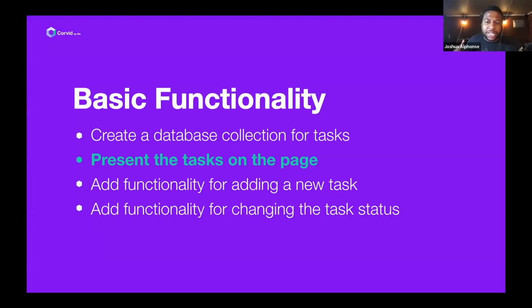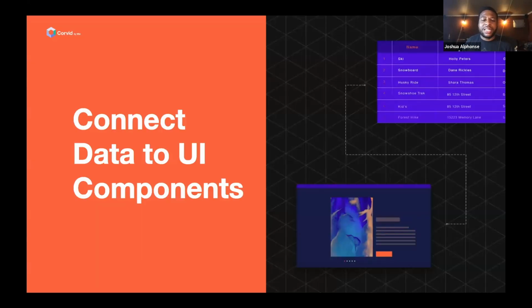After we store our task in our collection, we're going to present the task on the page. To do that, we use datasets, and we also use UI elements like repeaters to display the list of things that we have stored in our collection. So in this case, our tasks. It's so easy to connect UI elements to data components, all right?